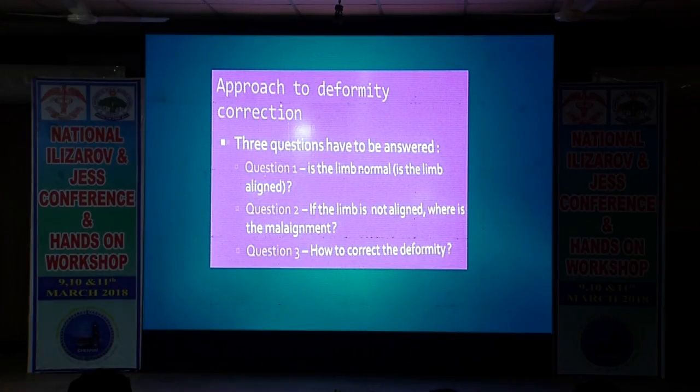Now, that is the critical question when you need to do any pre-op planning. The first one is: is the limb normally aligned? Second, if that is not, where is the malalignment? And then only then is how to correct it. And that is where the concept of the CORA comes in.